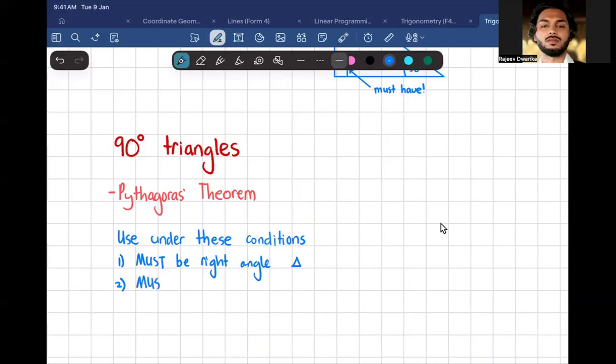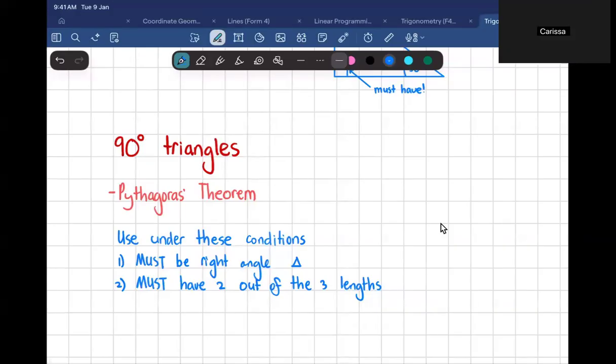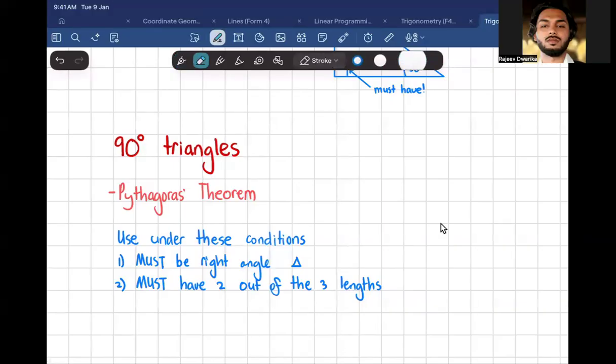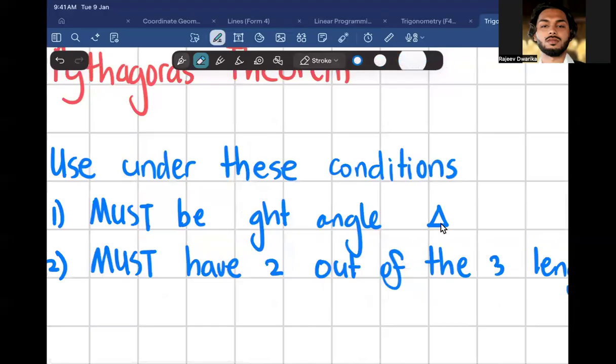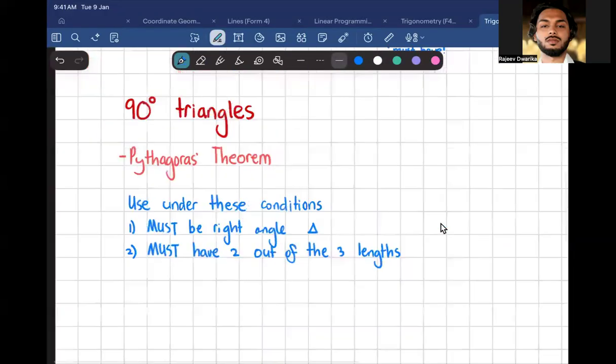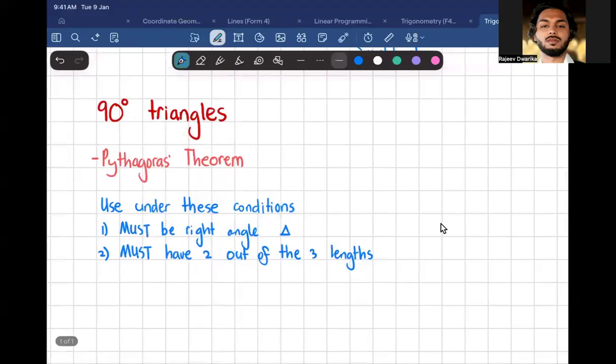You must have two out of the three lengths. So Carissa, do you think Pythagoras theorem will work if I'm given one out of the three lengths? No, I can't do Pythagoras theorem if I don't have two lengths. So Perseus, what I'm telling you here will lay the foundation of you knowing when to use it and how to use it. Pythagoras theorem, you use it if it's a right angle triangle, number one, and it must have two out of the three lengths.